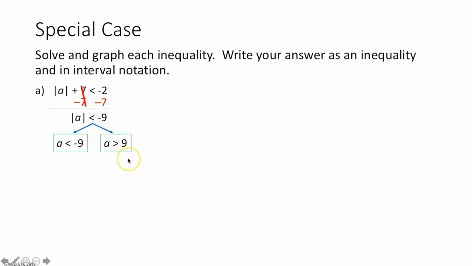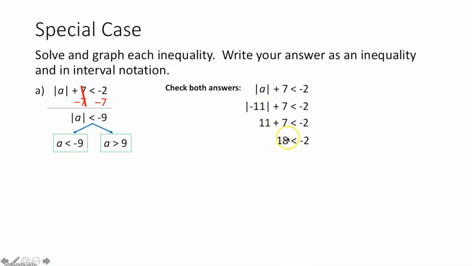and then it's going to be the opposite expression up here, 9. Now what I'm going to do is I'm going to check both of these just to show you what's going on. So here I go back to my original absolute value inequality. I want an a value that's less than negative 9, so we'll say negative 11. If I plug in negative 11 for a, what's the absolute value of negative 11? That's positive 11. What's 11 plus 7? That is 18. Is 18 less than negative 2? No, it is not. So this is not one of your answers.